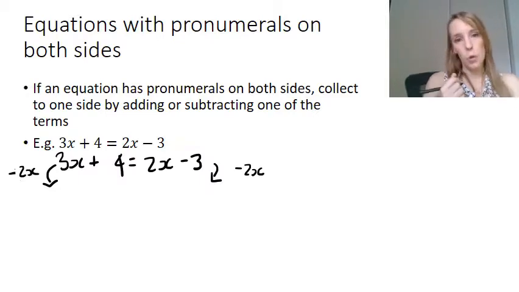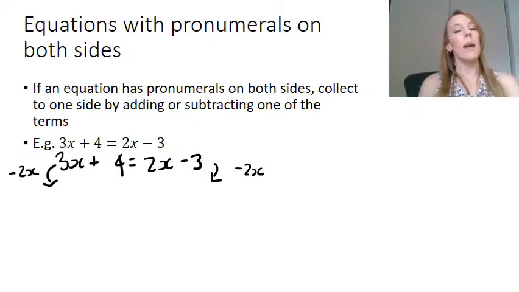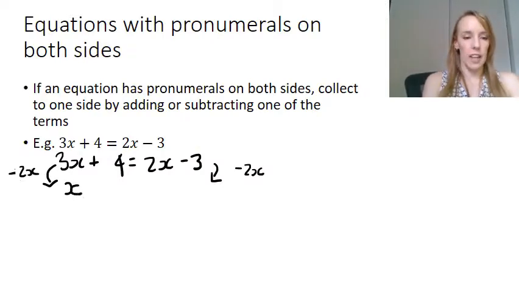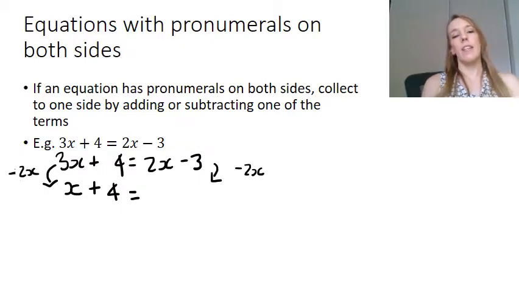So 3x plus 4, take 2x. Well, 3x and 2x are like terms, so I can subtract that. 3x take 2x is just going to leave me with 1x, so just x, plus 4, because 4 and 2x are not like terms, so I can't do anything there. And on the right, 2x take 3 take 2x: 2x take 2x is just going to equal 0, which is going to leave me with that -3. And from there I can solve as I would with a normal equation.